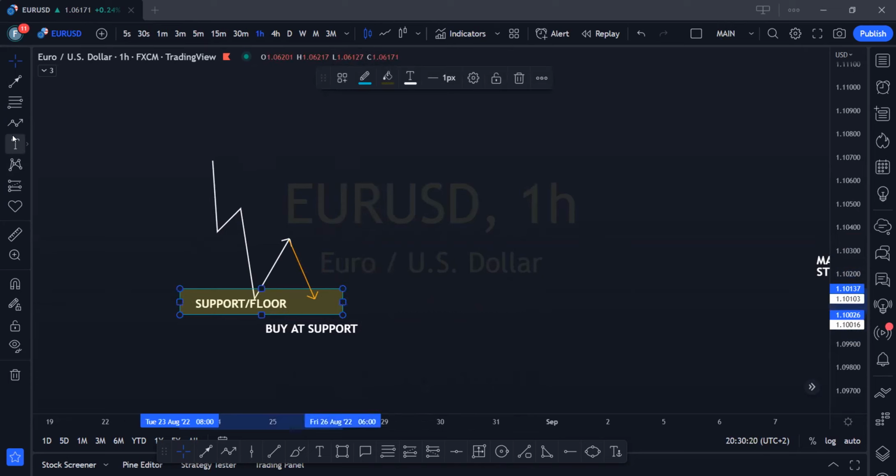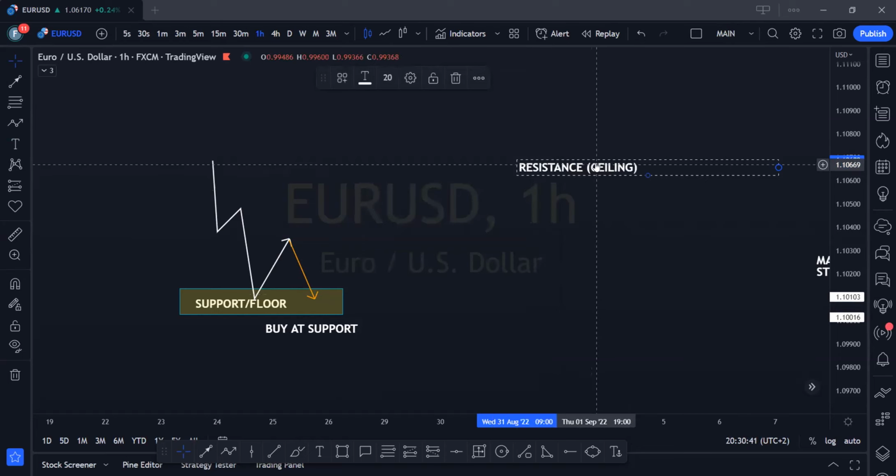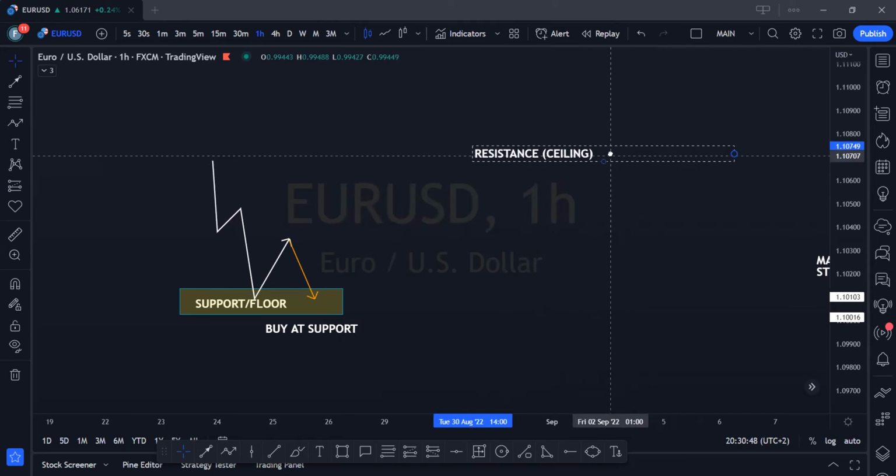So a resistance is an area of the market that acts as a ceiling. Resistance. Just like the ceiling in your apartment, when you throw a ball, most likely it's going to come back down, except you throw that ball with a great force, or that ball is made of tough material. That's when it can break.